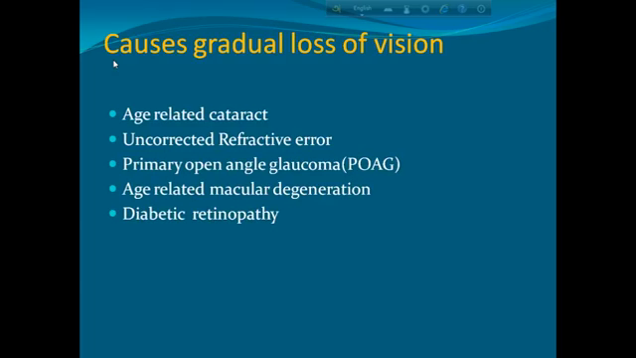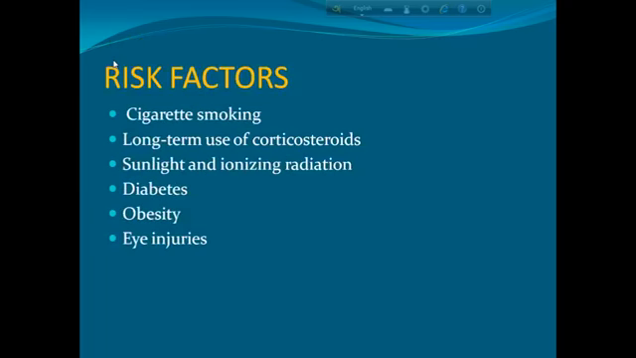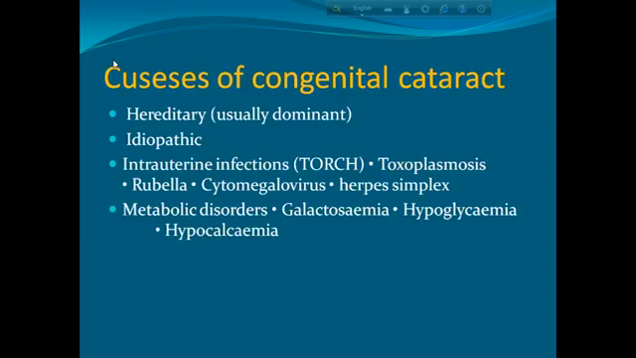Why will you treat in that case? To prevent further loss of vision, and there is also some treatment that helps to prevent deterioration of vision. And what are the risk factors of cataract development? I think you know: cigarette smoking, long-term use of steroid, sunlight, especially farmers who are maximally exposed to sunlight, diabetes mellitus, obesity, and trauma. These are the risk factors of cataract development.